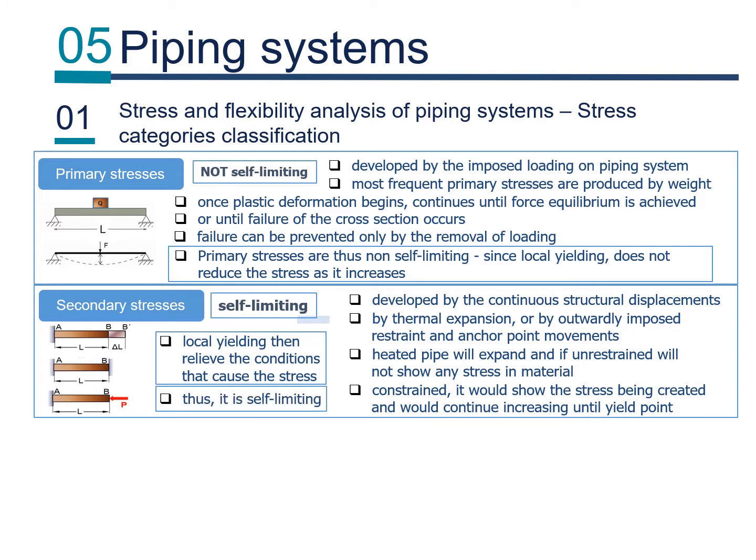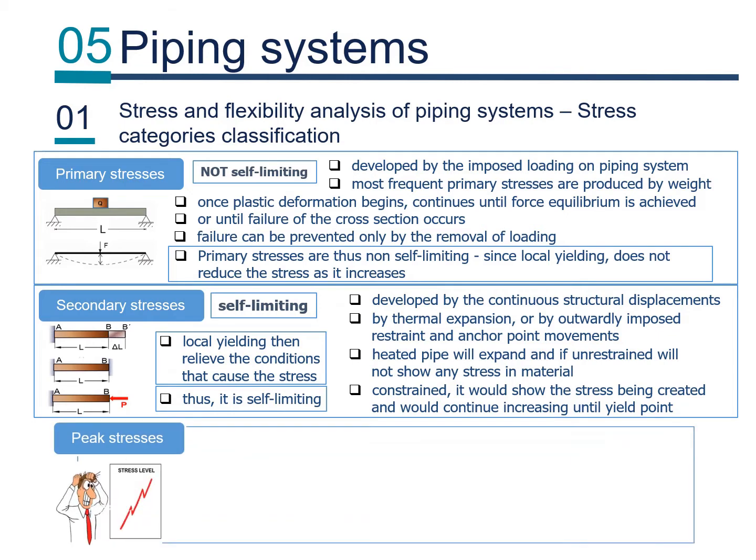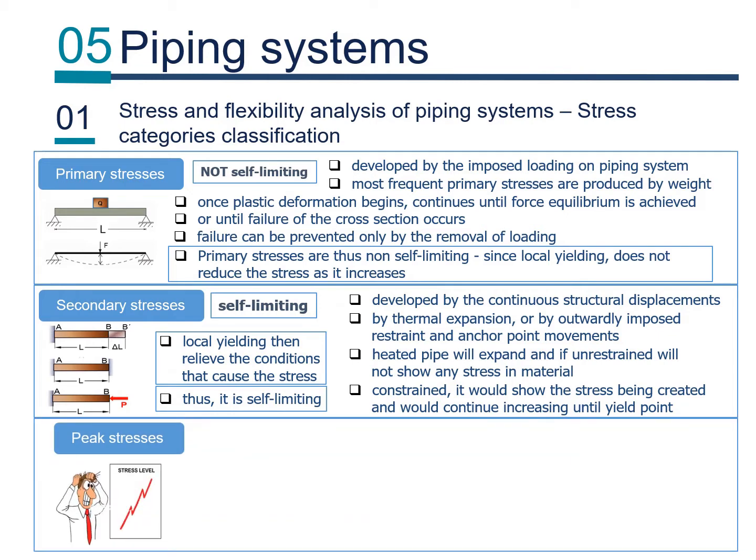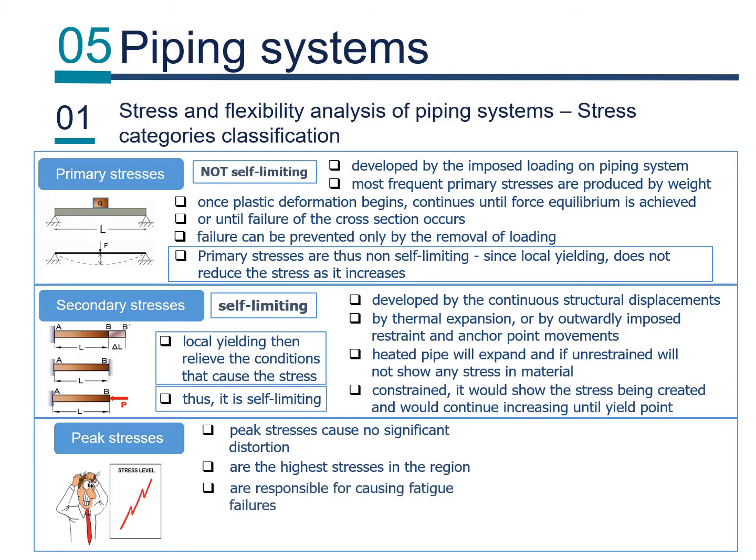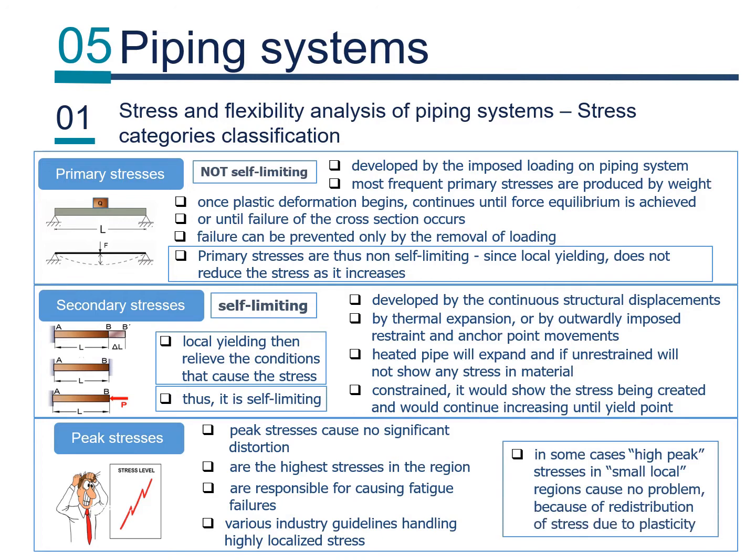Peak stresses, unlike loading condition of secondary stress which cause distortion, peak stresses cause no significant distortion. Peak stresses are the highest stresses in the region under consideration, and are responsible for causing fatigue failure. There are various industry guidelines for handling highly localized stress. It is worth noticing though, that in some cases high peak stresses in small local regions cause no problem, because of redistribution of stress due to plasticity.